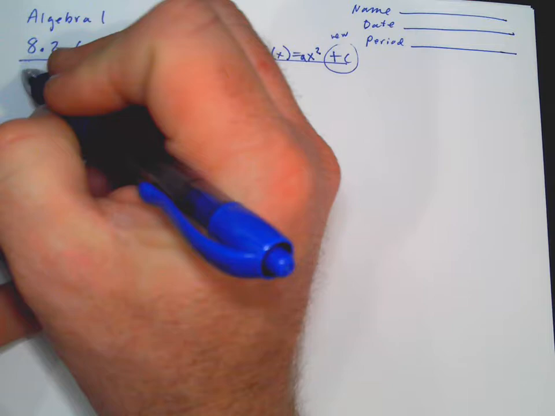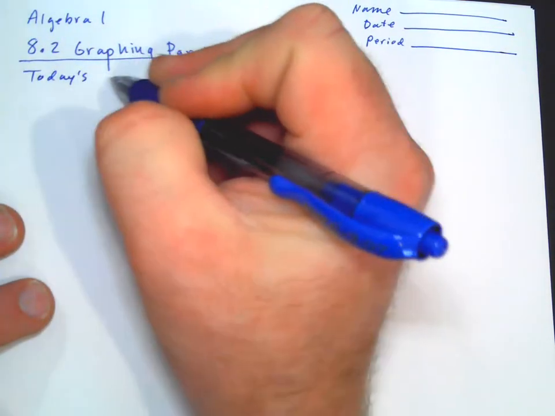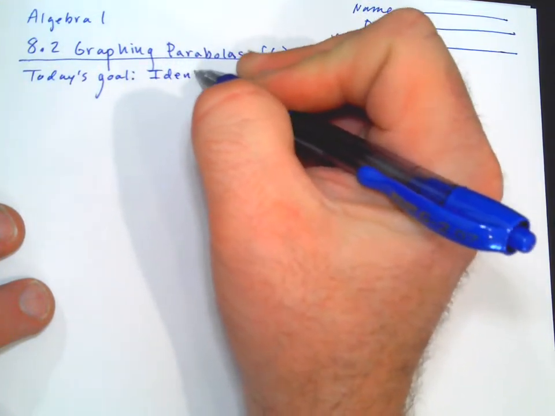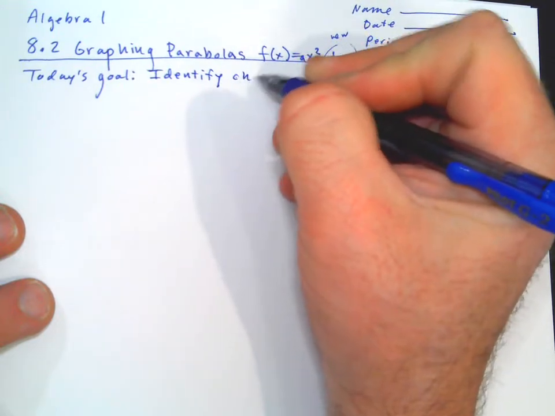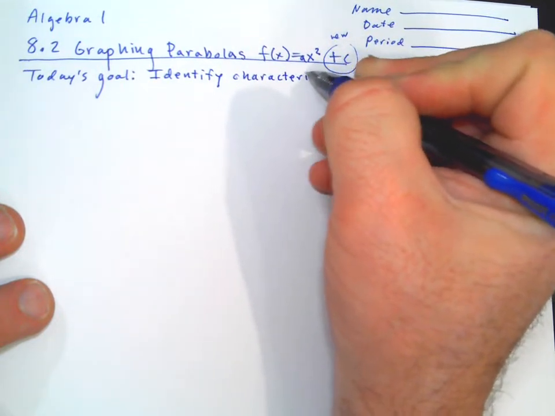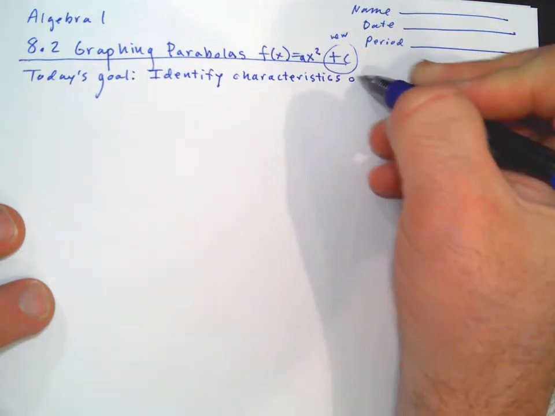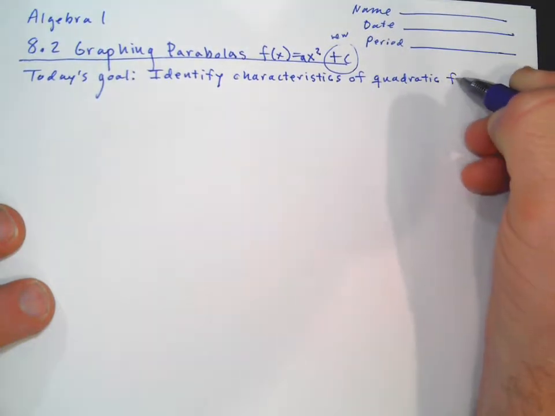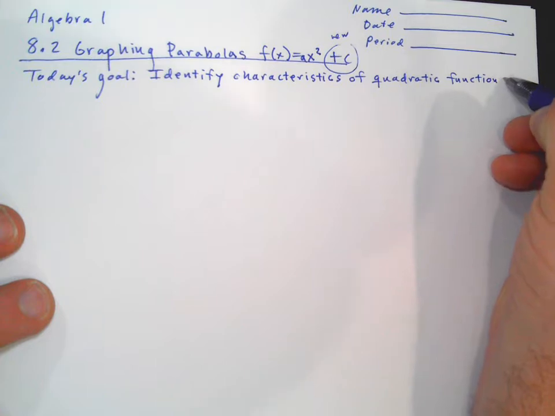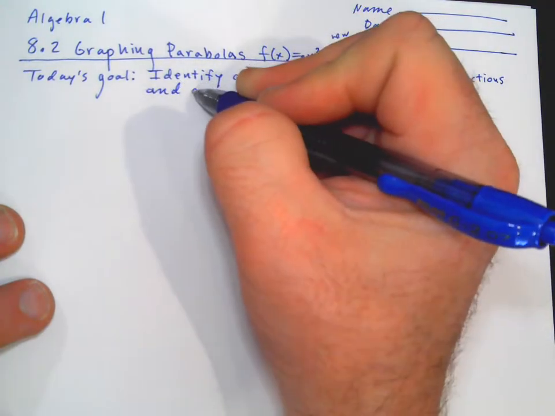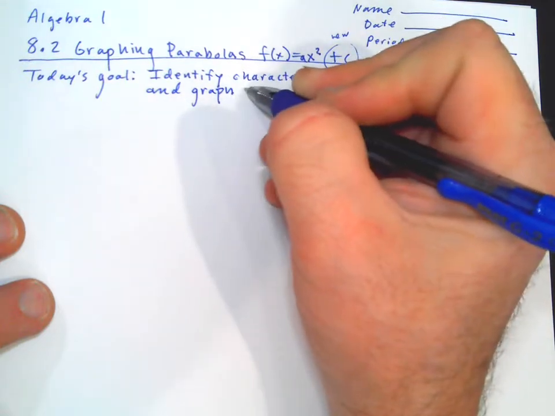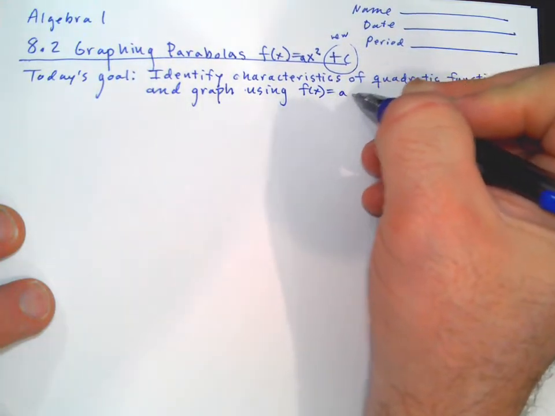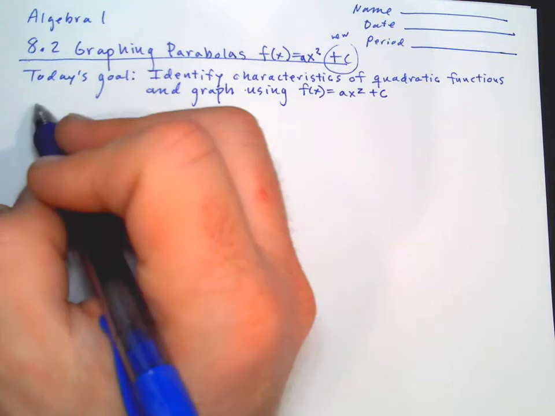So let's see, today's goal is to identify characteristics of quadratic functions and graph using f(x) = ax² + c. So that's today's goal.